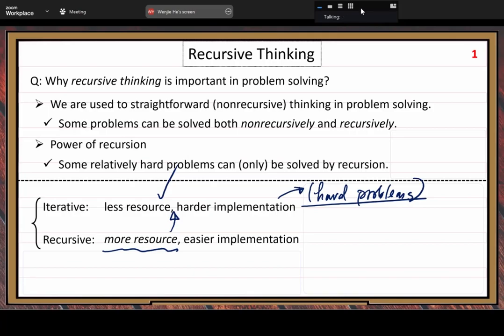All right. Now let me explain why it uses more resource. Think about how a computer programming language implements recursion. Higher level programming languages, Java, Python, C++, they all support recursion, right? Modern high level languages all support recursion.